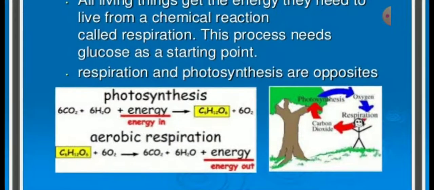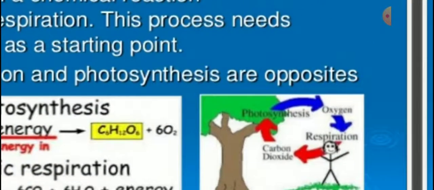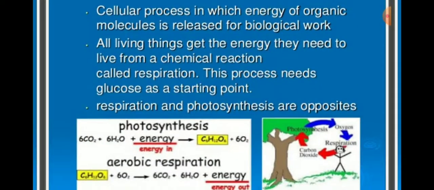Okay, aerobic respiration and anaerobic respiration. Listen, students. Normally, the plant breathes: in the photosynthesis process it gives out oxygen, and in respiration it gives out carbon dioxide. That's all, students.